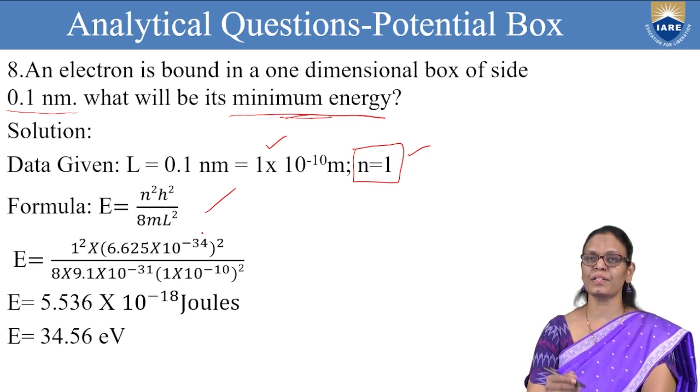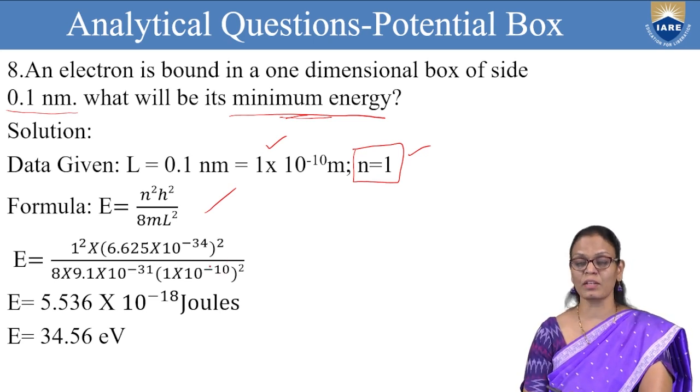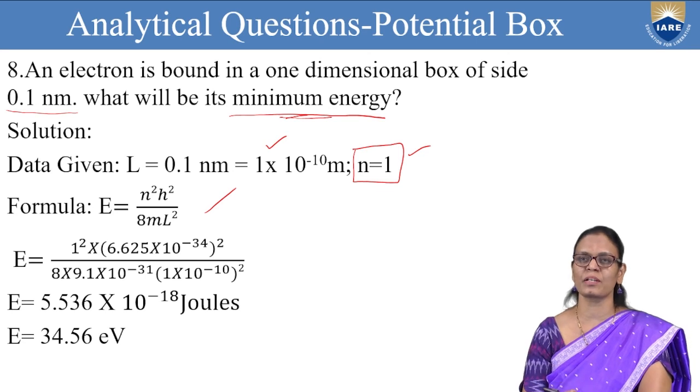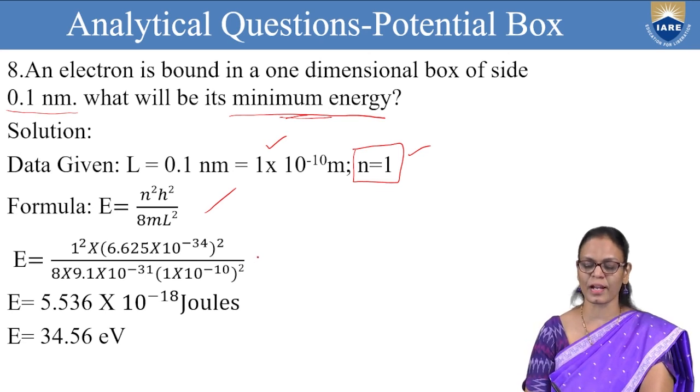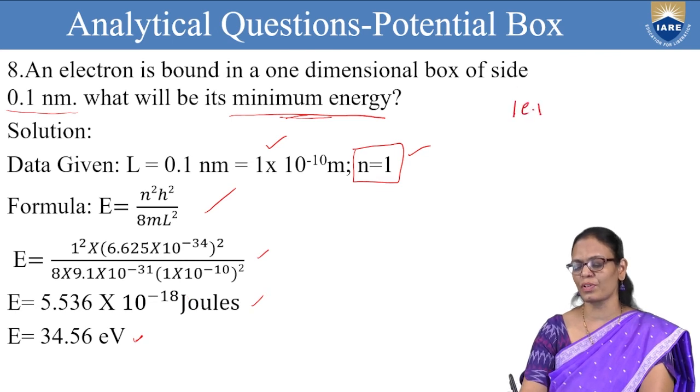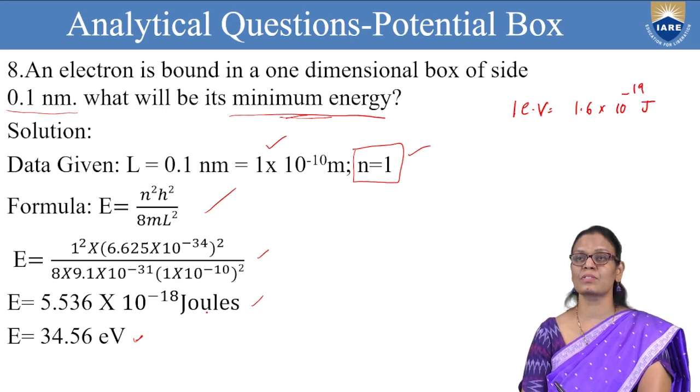If you have any doubt regarding solving these numericals, I have already solved it in the video uploaded regarding the numericals on potential box. You can refer to it and understand the substitution and simplification. And also if you have to convert it into electron volt, we know that 1 electron volt is equal to 1.6 into 10 power minus 19 joules. So we'll convert these joules into electron volt and write it as 34.56 electron volt.